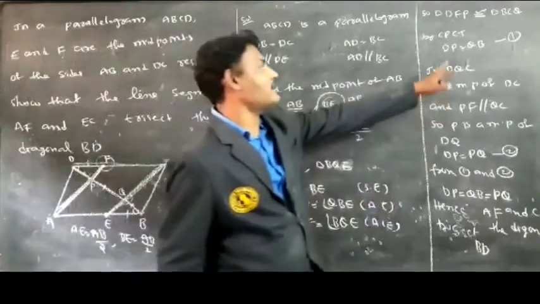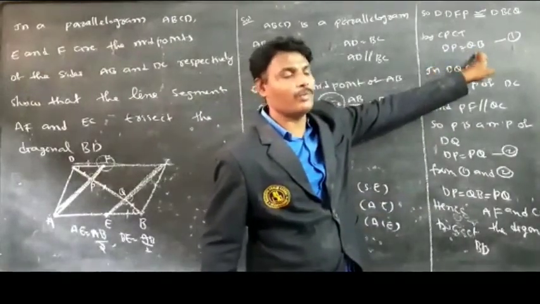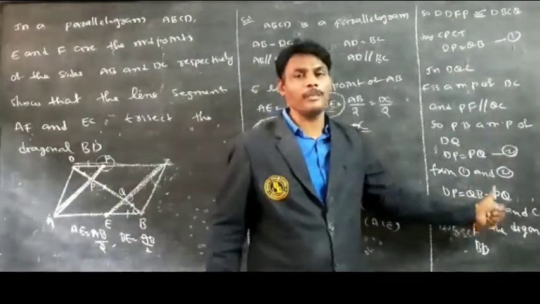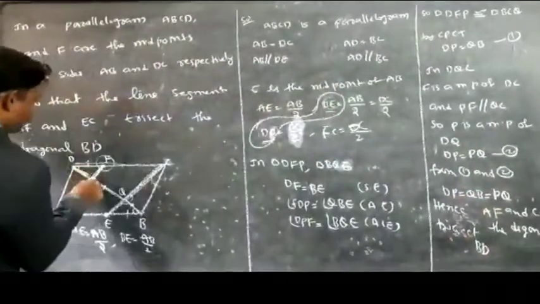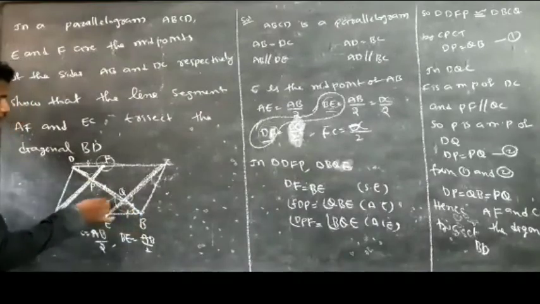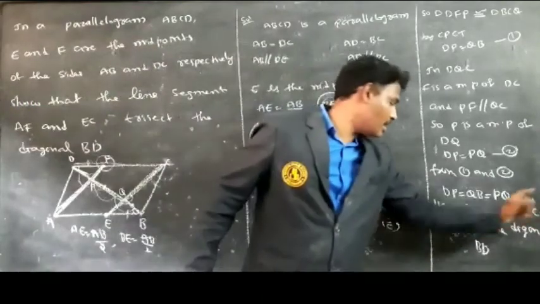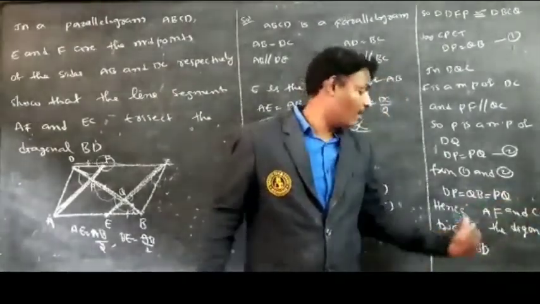But from the first equation we already know that DP is equal to QB. So from 1 and 2, what can we write? DP is equal to QB is equal to PQ. It means DP is equal to PQ is equal to QB. All three parts are equal. It means AF and CE trisect the diagonal BD.